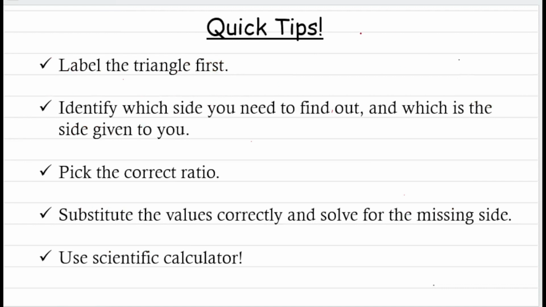So what are the quick tips to solve these questions? You label the triangle first. Okay, so this is a right angle triangle, this is 90. You label which is hypotenuse, and with respect to this theta, whether adjacent side is given to you or opposite side is given to you, and then identify which side you need to find out and which is given to you. Pick the correct ratio using this SOHCAHTOA. Just write it everywhere on every page and you will never go wrong. Substitute the values and solve for the missing side. And of course, don't forget to use the scientific calculator.